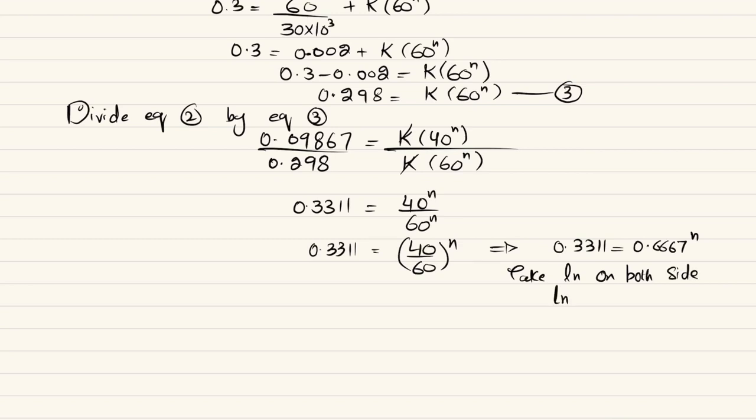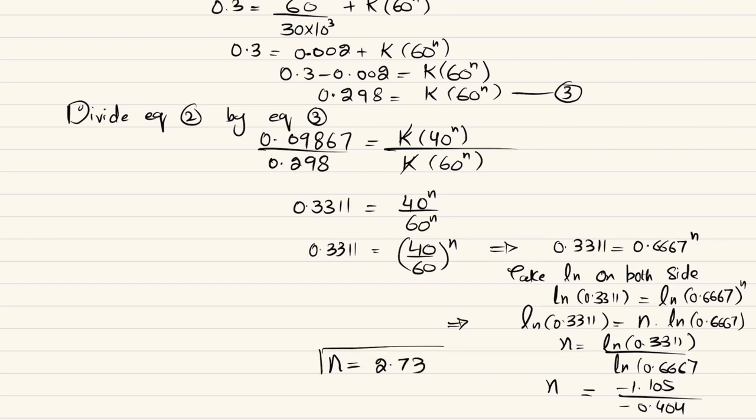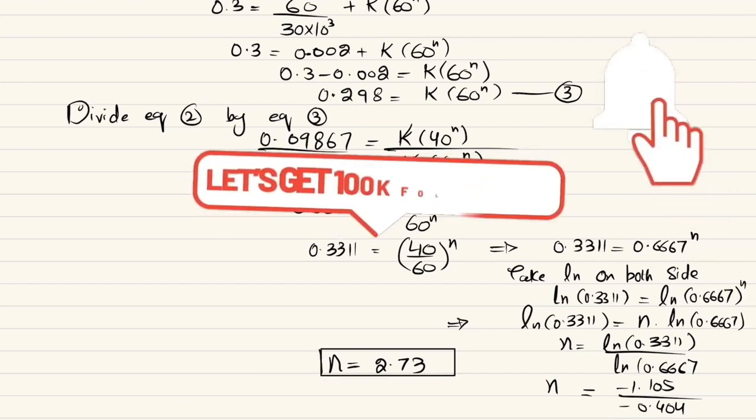Now what we will do is take natural logarithm on both sides. So we will get ln of 0.3311 will be equal to ln of 0.6667 power n. So ln of 0.3311 will be equal to n times ln of 0.6667. We are interested to find n, so n will be equal to ln of 0.3311 divided by ln of 0.6667. This will give you minus 1.105 divided by minus 0.404. So you will get n will be equal to 2.73. So n is equal to 2.73.